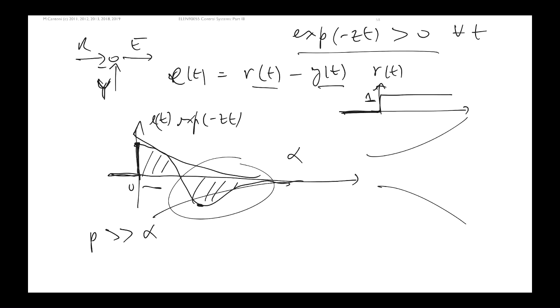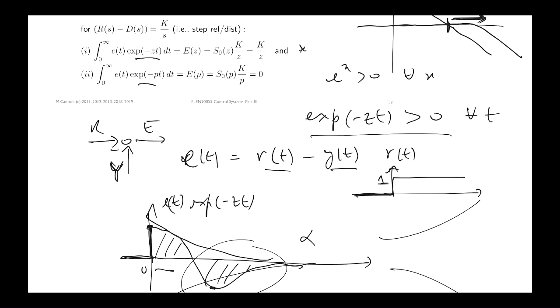And if P is much, much bigger than alpha, then this exponential weight is going to decay much, much faster than the time it takes the error signal to decay. Which is going to put much, much more emphasis on the first bit of the error in terms of satisfying this constraint, because this is going to 0 very, very quickly.